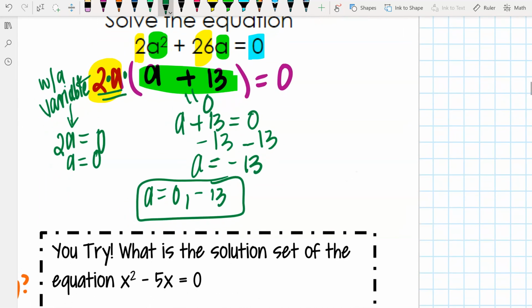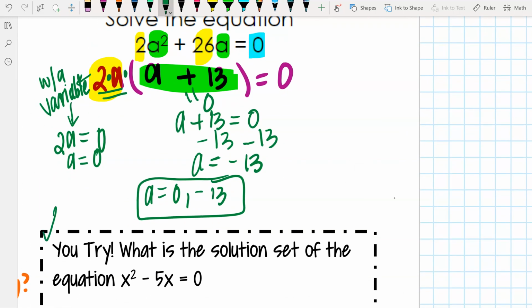Okay, so I want you to do a similar problem with the U-try listed below, so go ahead and do that now.